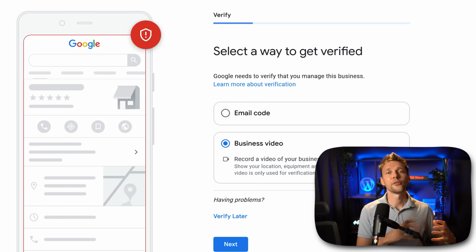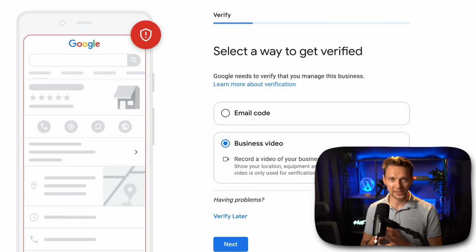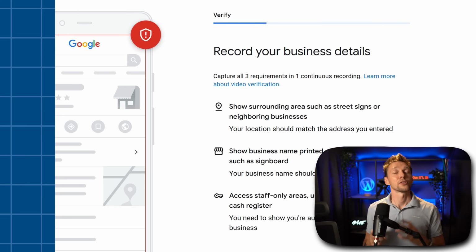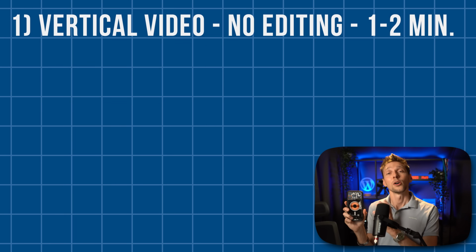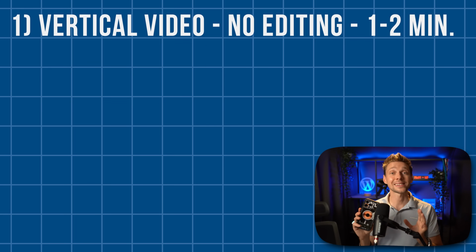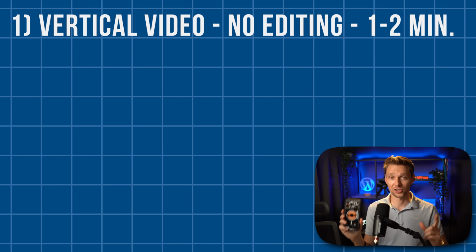You have to record a video of your business. Now let me explain to you how to do this properly. First off, use your phone to create a vertical video, 1 to 2 minutes and no editing. So it has to be all in one shot.